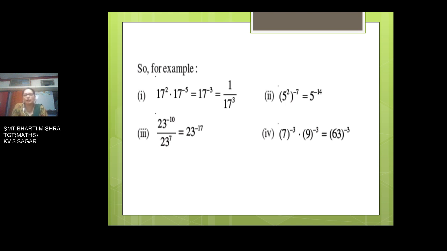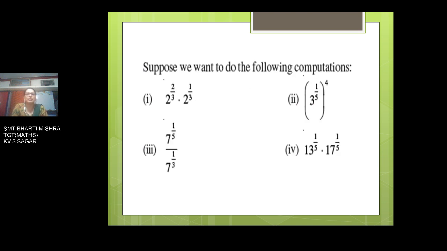Coming to the fourth part, 7 to the power minus 3 into 9 to the power minus 3. See, both these terms have got the same exponent, minus 3. So having the common exponent, the bases will be multiplied, that is 7 into 9 comes to be 63, and the resultant is 63 to the power minus 3.